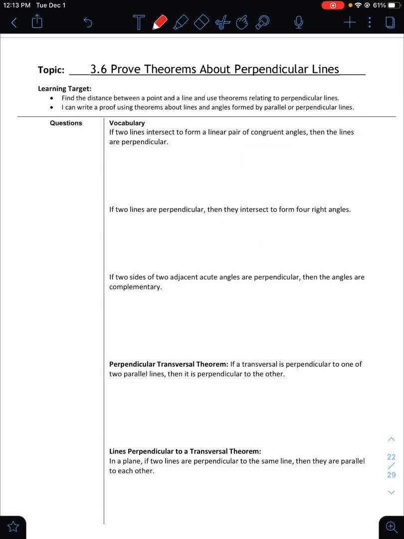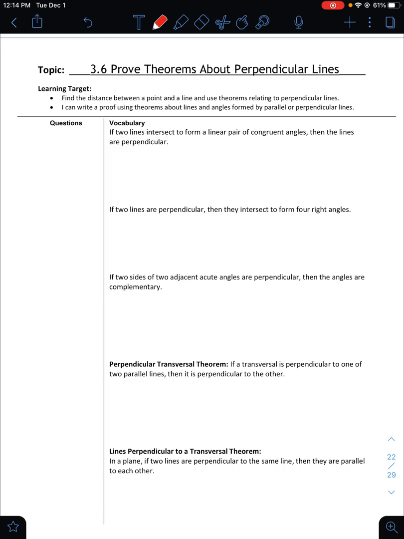Today we're going to go over this last section in Unit 3, and we are going to talk all about perpendicular lines. So we have some theorems here at the beginning that prove lines are perpendicular, and then we're going to get into a little bit of solving with angles and look at a proof.